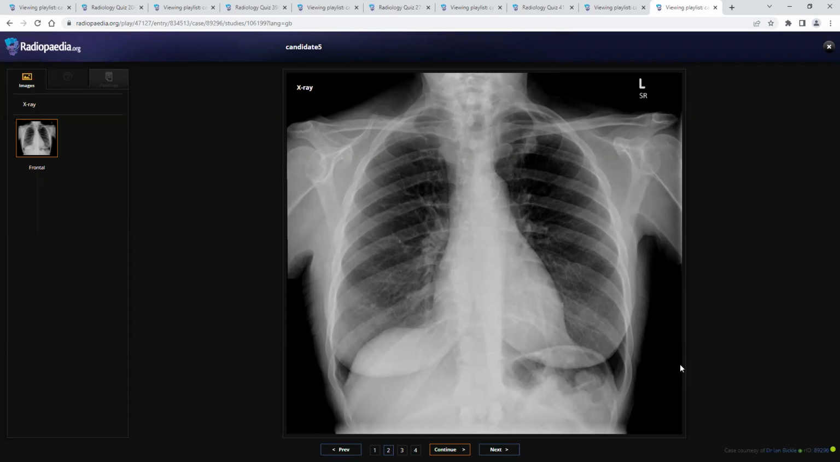So in this patient with iron deficiency anemia and bloating, I am trying to look for any associated abnormality. However, I am unable to see any definite abnormality on this chest radiograph.